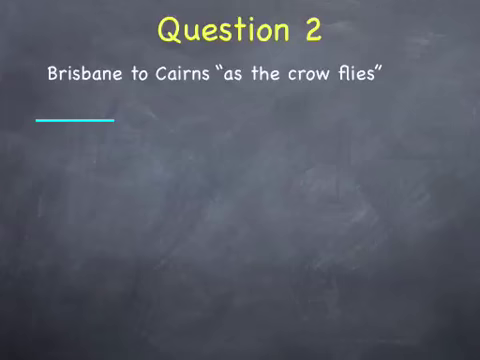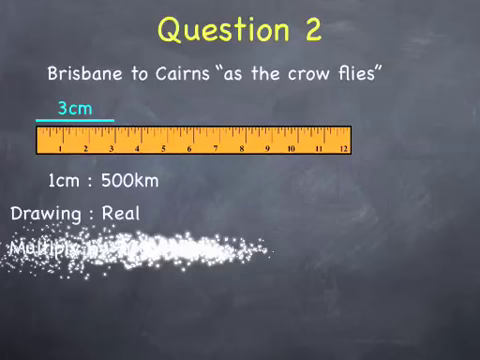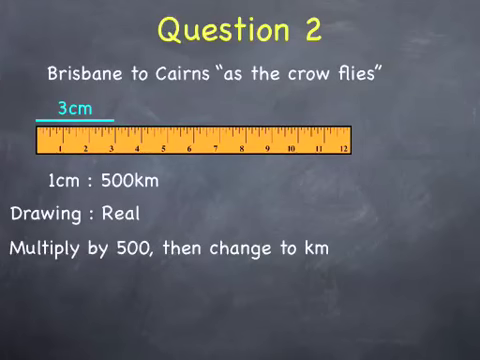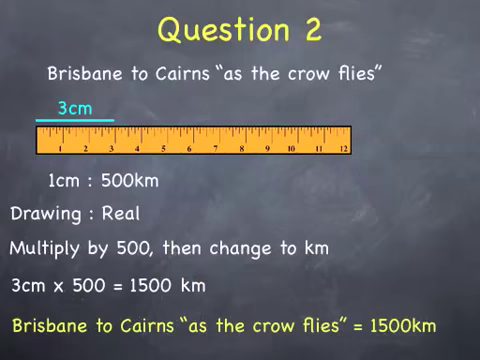Okay, there's the line. Let's say that's the line from Brisbane to Cairns. When I measured it, I got 3 centimetres. If you're slightly different to that, like 2.8, 2.9, 3.1, 3.2, that's okay in the questions that are coming up. You should be very close to 3 though in this case. So our scale is 1 centimetre to 500 kilometres. So I would suggest you just multiply by 500 and then change to kilometres. So 3 centimetres by 500 equals 1,500 kilometres. So 1,500 kilometres, Brisbane to Cairns as the crow flies.